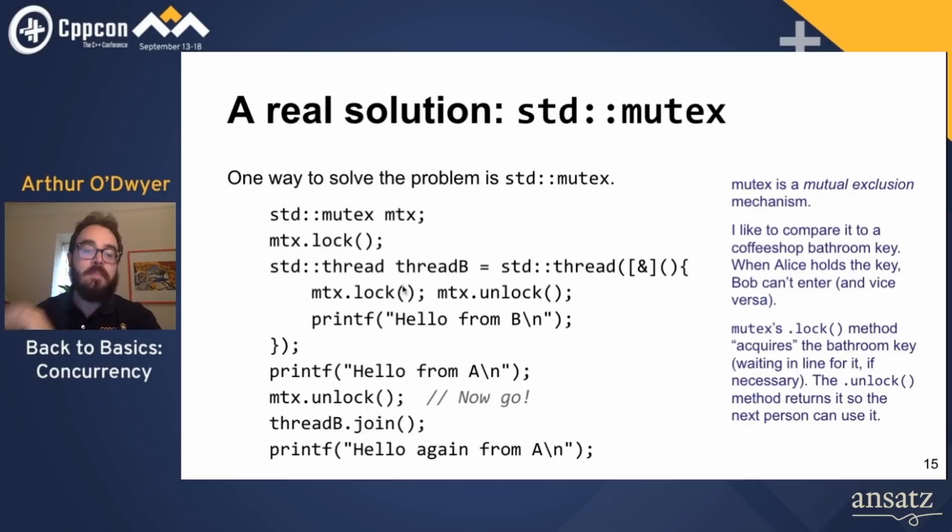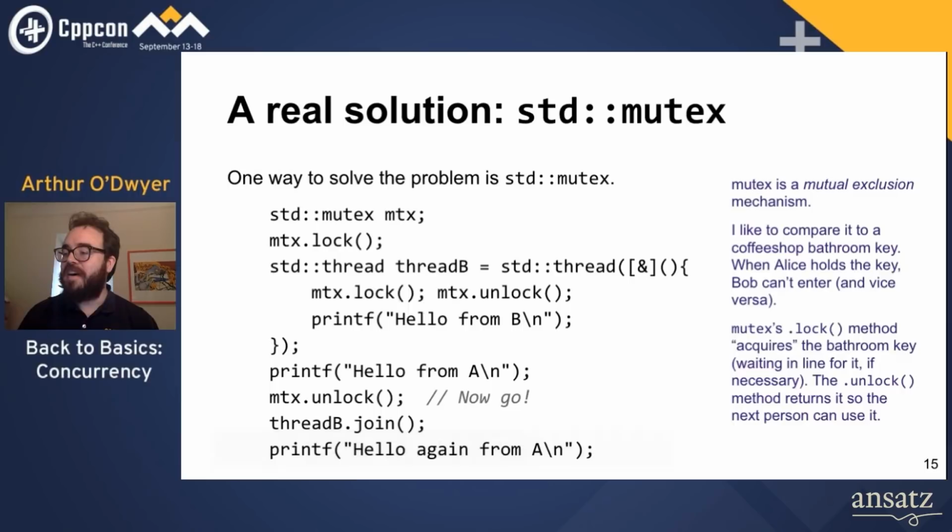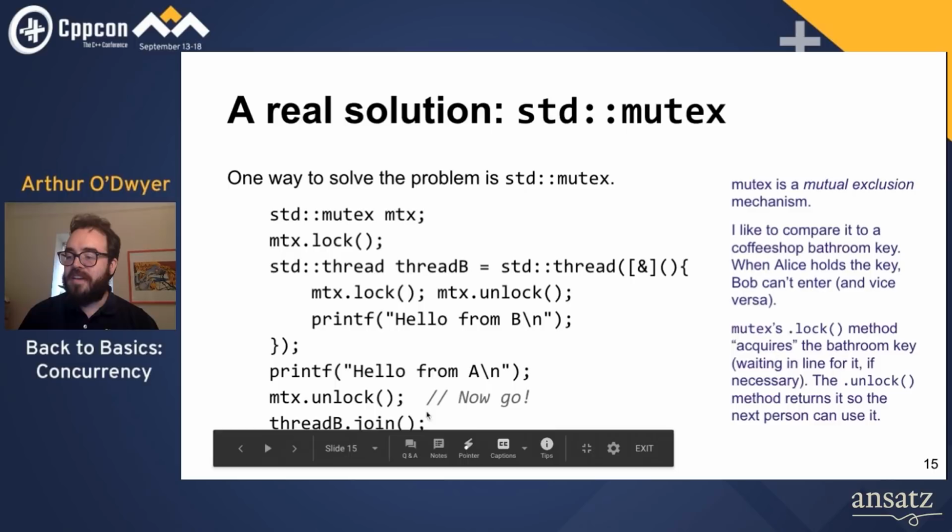Meanwhile, in thread A, we go on, we print our hello from A, and then we release the key. We unlock the mutex. That allows thread B to wake up. At some point, it will say, oh, yes, the key is available. I will now get that. I will immediately give it back, but now I can go on and do my thing. So then we do some other stuff, and eventually we join thread B.